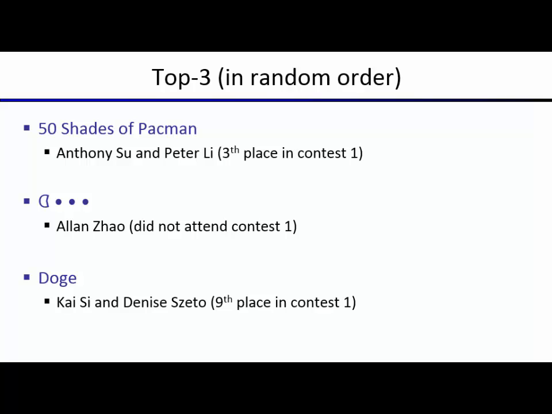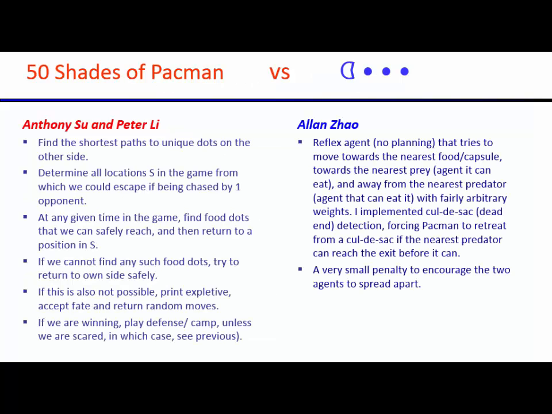Okay, let's take a look at the strategies. So let's take a look at 50 Shades of Pac-Man, Anthony Su and Pieter Lee. Find the shortest paths to unique dots on the other side. Determine all locations in the game from which we could escape if being chased by one opponent. At any given time in the game, find food dots that we can safely reach and then return to a position in safety set. If we cannot find any such food dots, try to return to own side safety.